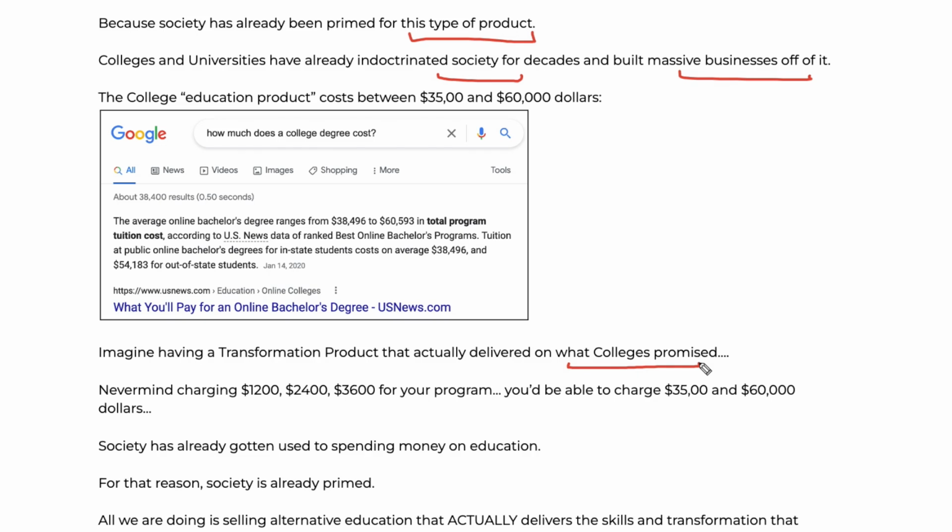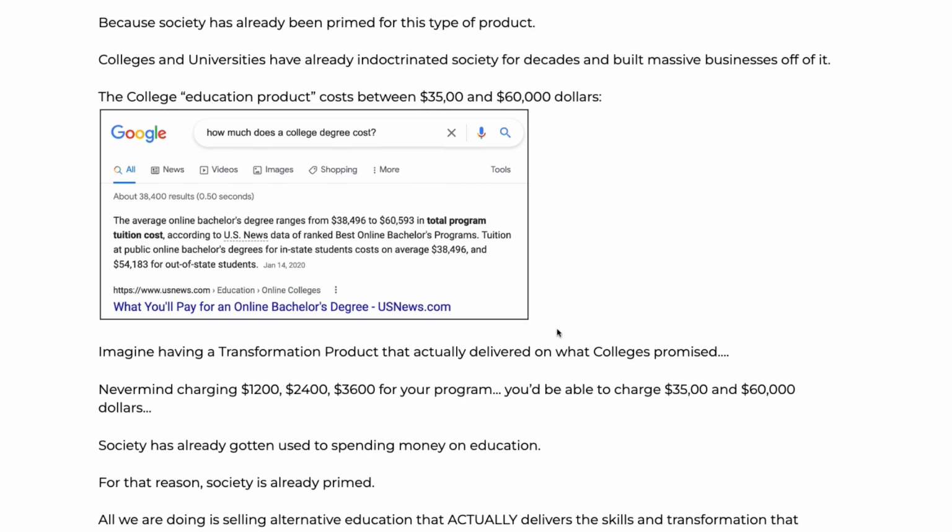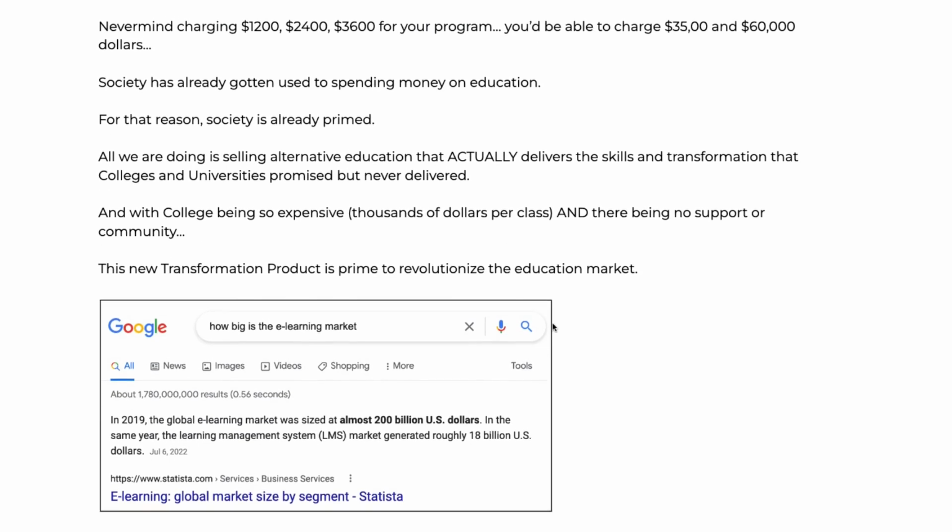Maybe right now, you're worrying about the pricing, maybe you're worrying about how this is all going to come together. You're thinking, man, $3,600, that's so expensive. But think about it. There are literally businesses, aka colleges and universities, that sell their quote unquote education products for $35,000, for $60,000. And that's just the average, right? We're talking about certain education companies, aka universities and colleges, that charge hundreds of thousands of dollars for their product. And so society has already gotten used to spending money on education. For that reason, society is already primed for this type of business model.